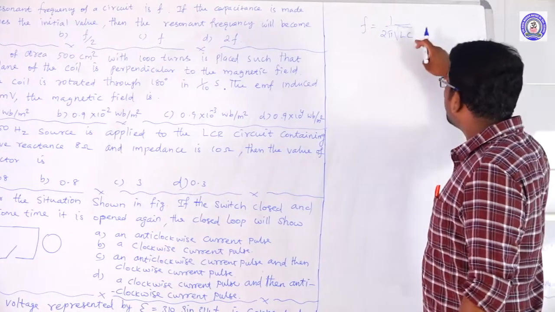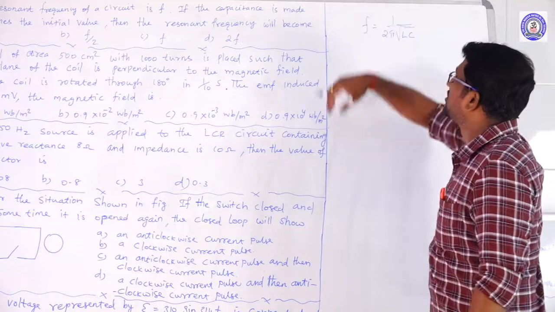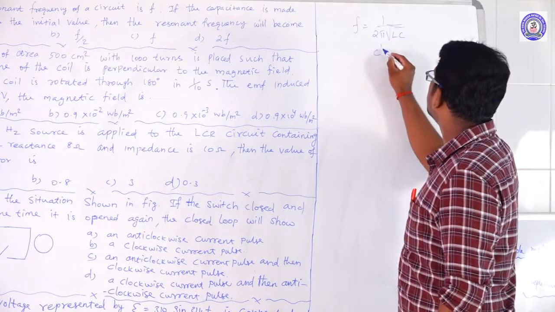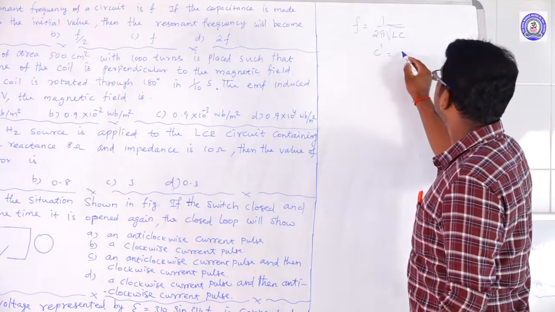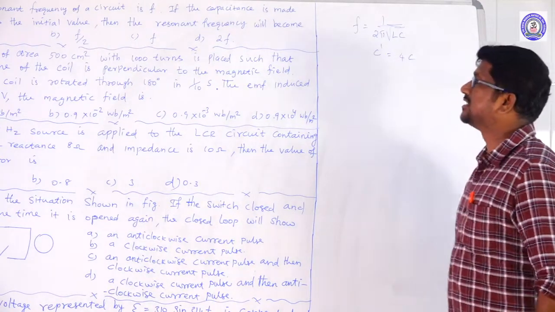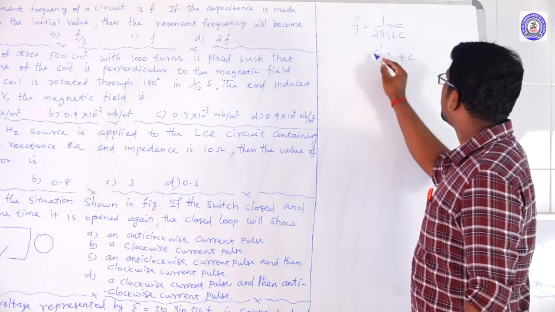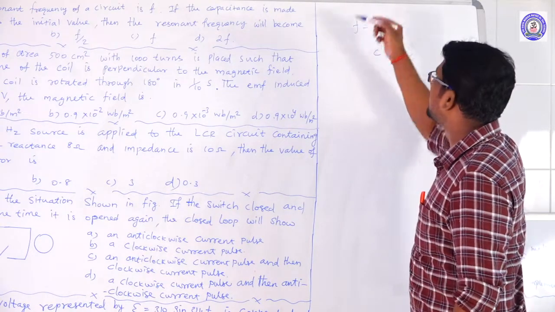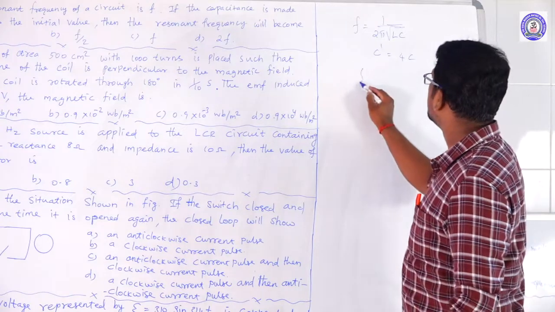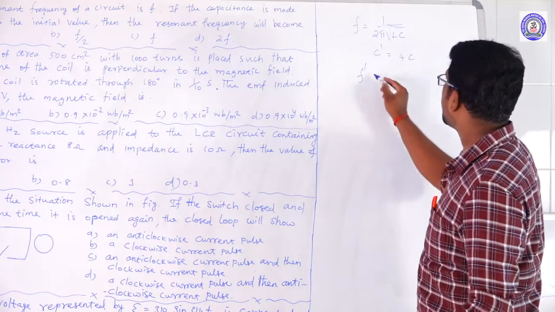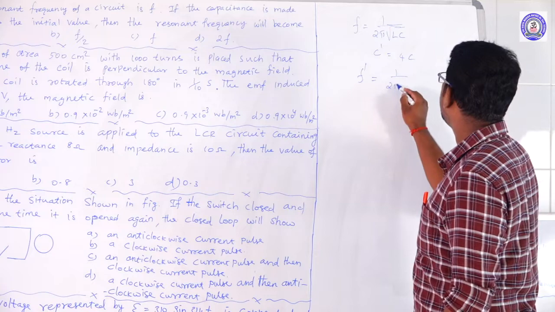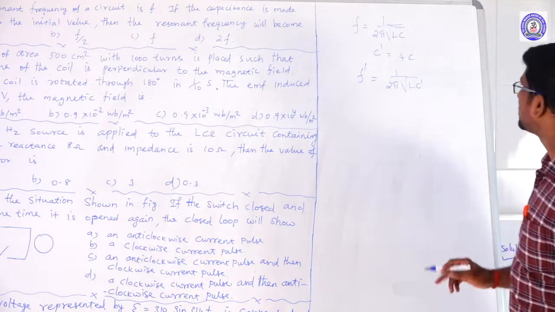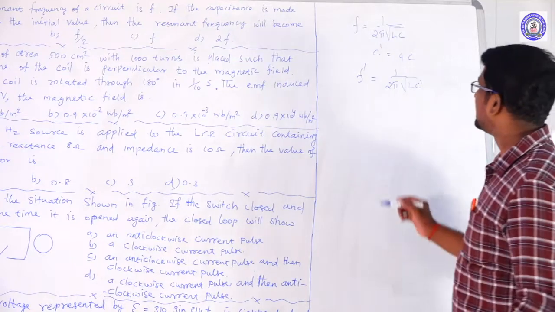If the capacitance value changes, then the resonant frequency value also changes. Now, the new capacitance is taken as C prime, which is equal to 4 times the initial value. The new resonant frequency is taken as F prime, which is equal to 1 divided by 2 pi into square root of L into C prime. Self-inductance does not change, only the capacitance value changes.